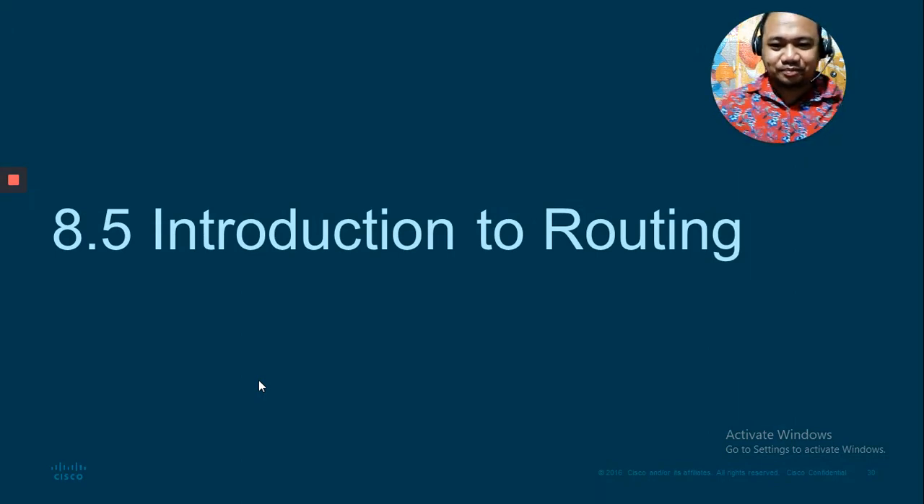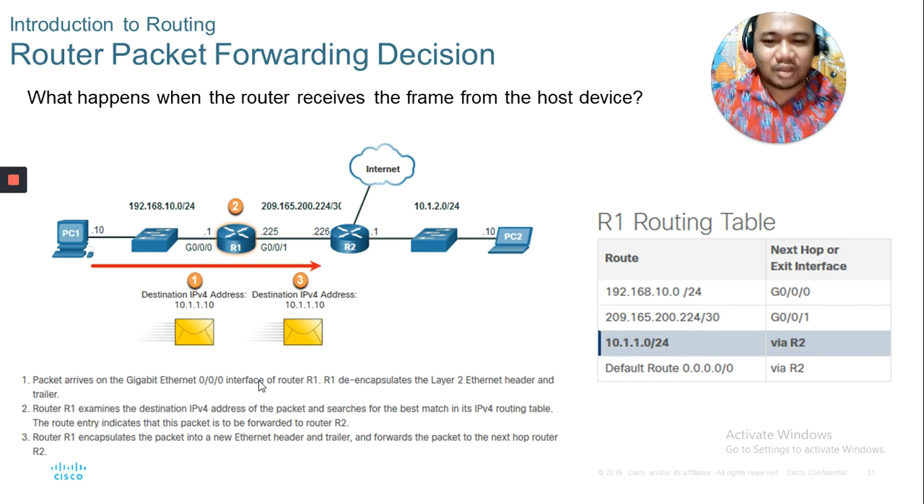Introduction to routing. We are now on the router. How does the router decide which port a packet will be sent out of if it has multiple routes or ports? We will tackle that later. In this example, the router packet forwarding decision: from source to destination, you should create a default route configuration on your router in order to forward that packet, because this is already a remote network.